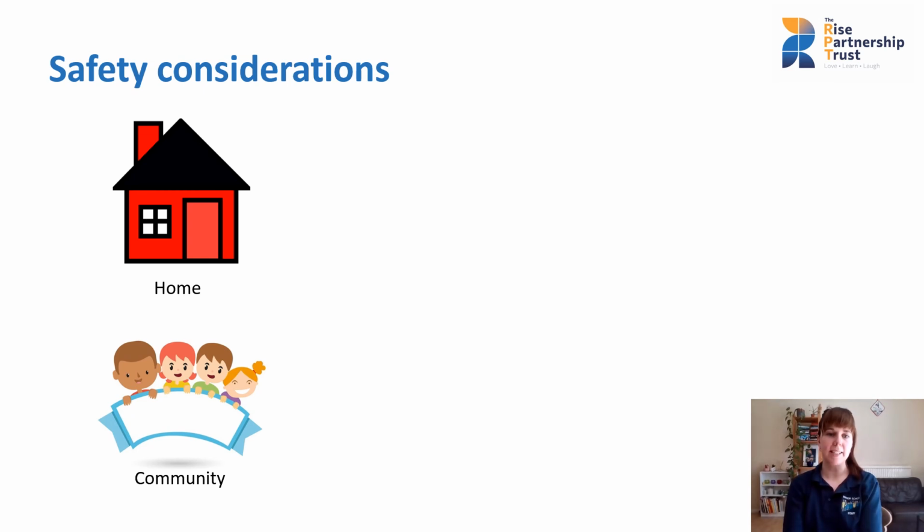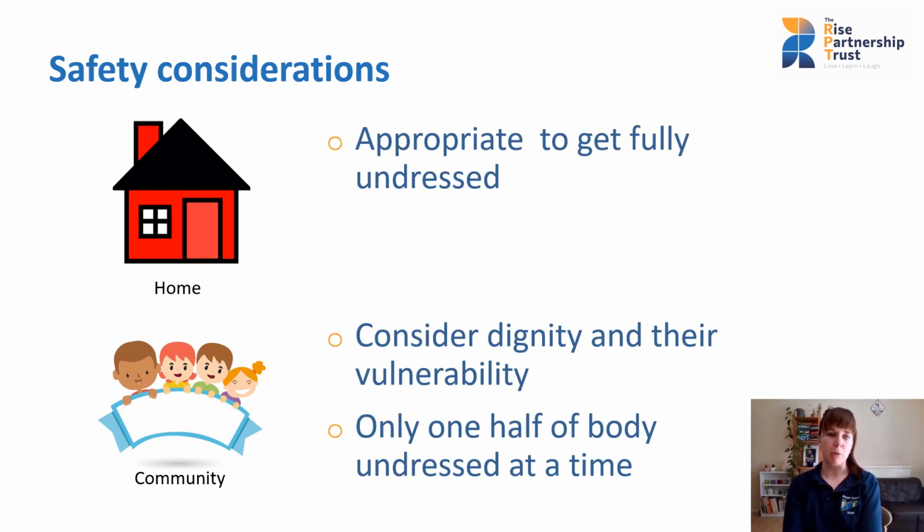However, there's always an exception to the rule. When you're at home, it's appropriate to get fully undressed before putting different clothes on. For example, when you're getting ready for bed, and if this is what your child is doing, you do not need to change this. But as they get older, we need to consider their dignity and vulnerability, especially when out and about in the community. For example, when there are other people around, it might be more appropriate to take off one item at a time. So if you take your top off, put on the other top before you go and take your trousers off.